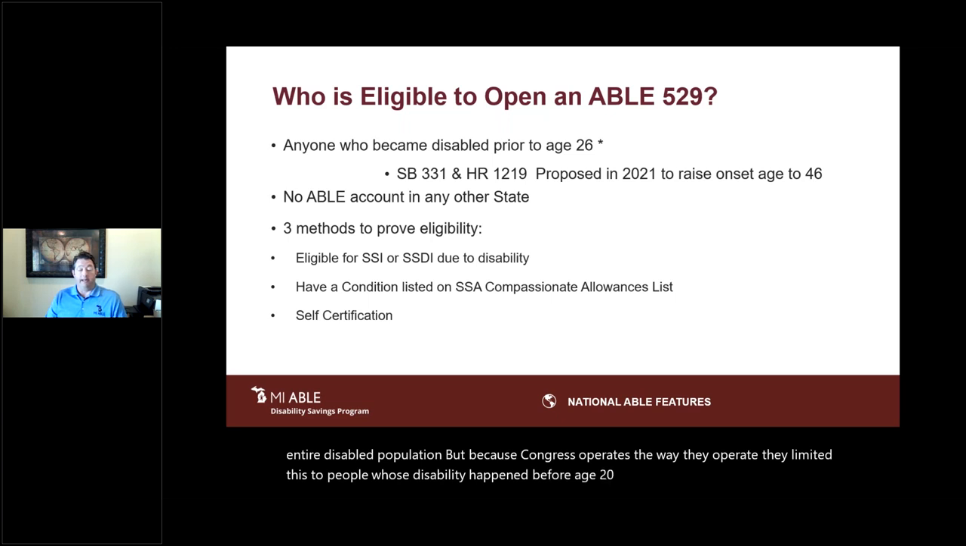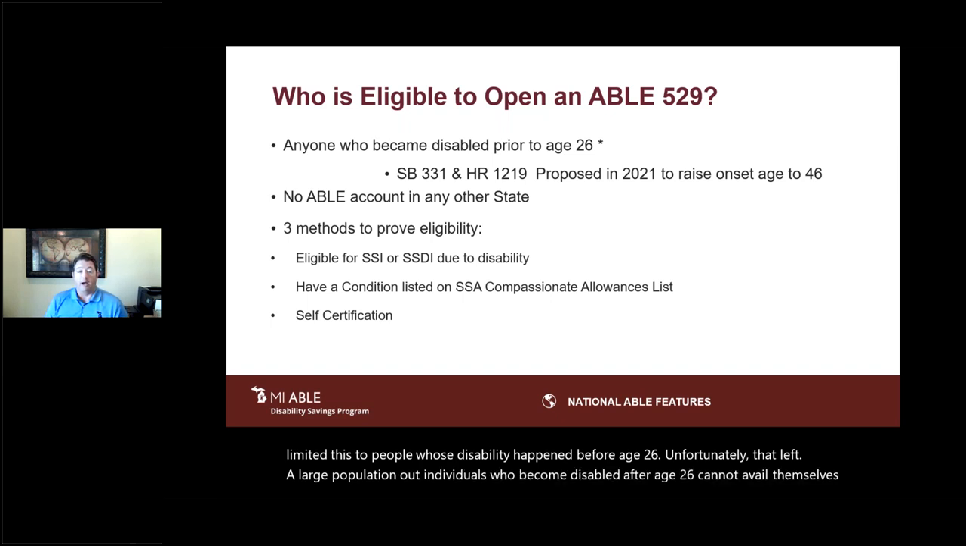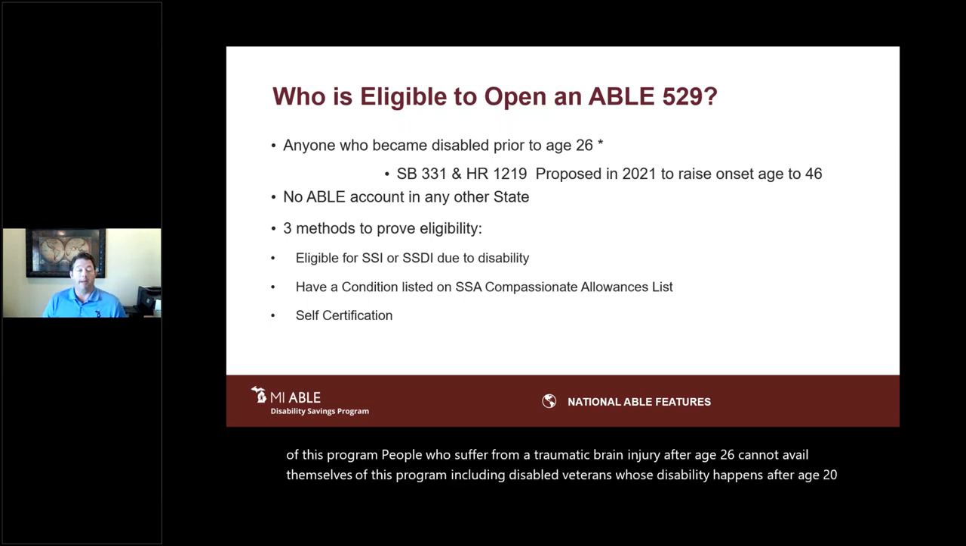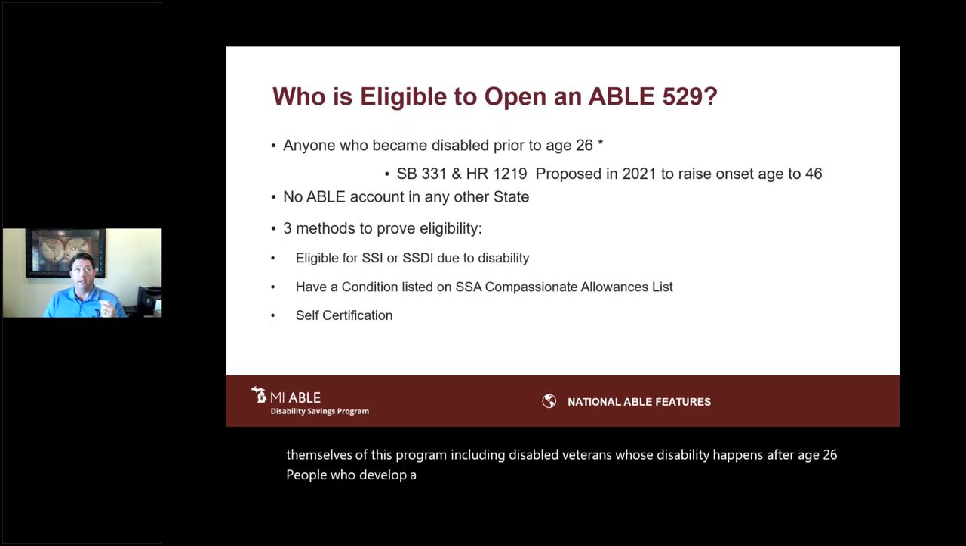Unfortunately, that left a large population out. Individuals who become disabled after age 26 cannot avail themselves of this program. People who suffer from a traumatic brain injury after age 26 cannot avail themselves of this program, including disabled veterans whose disability happens after age 26. People who develop a condition later in life, like multiple sclerosis, ALS, any of those types of conditions that happen later in life, if they happen after age 26, this program is not available to them.